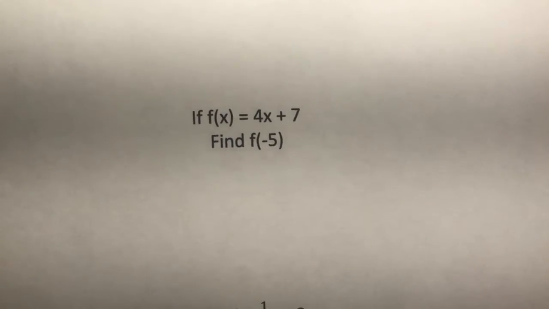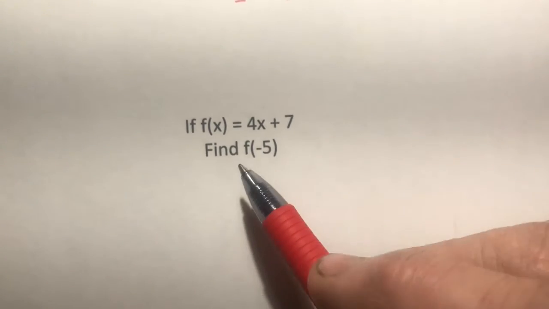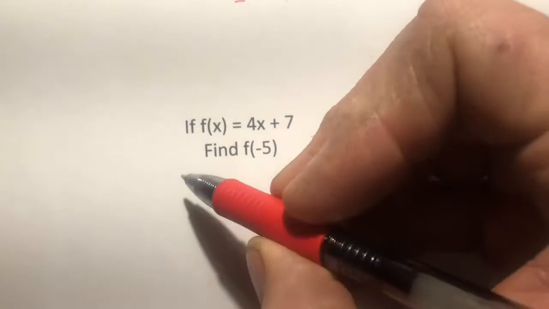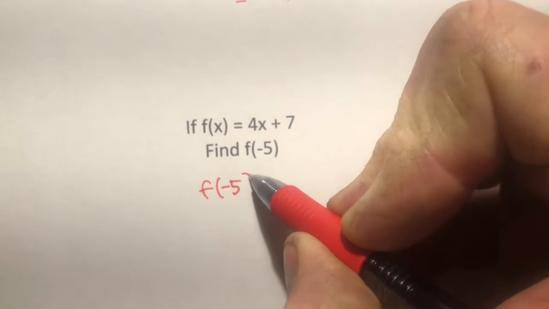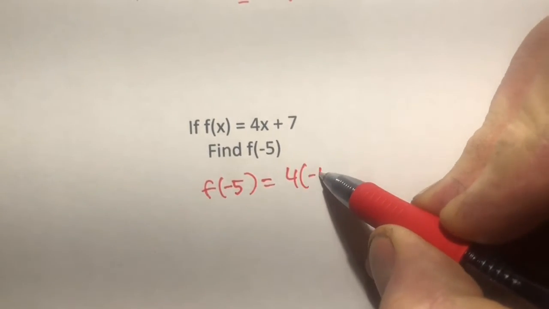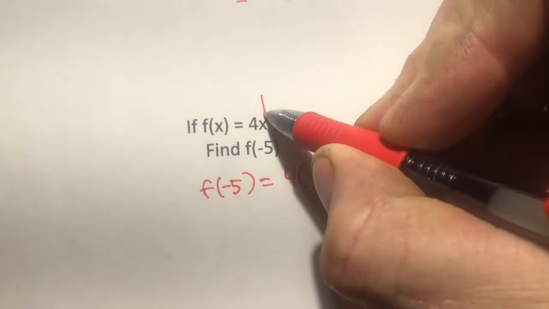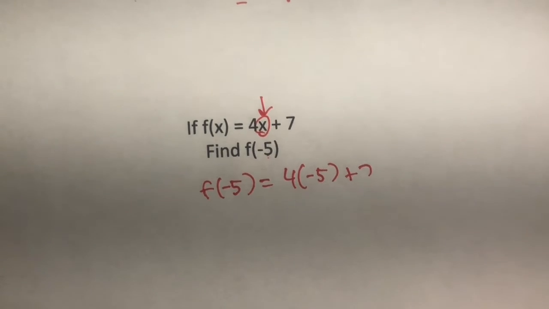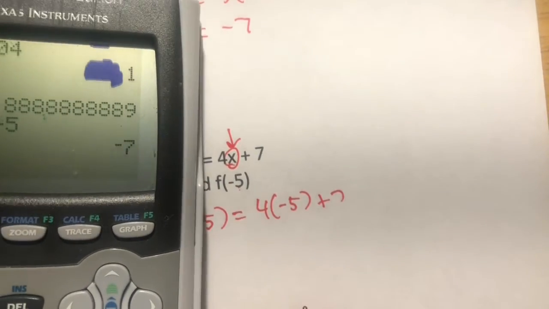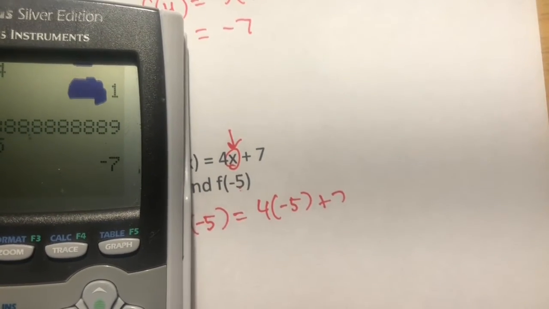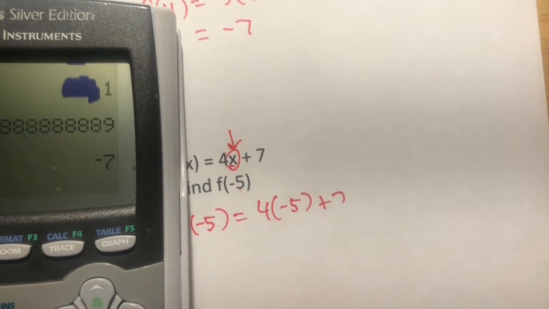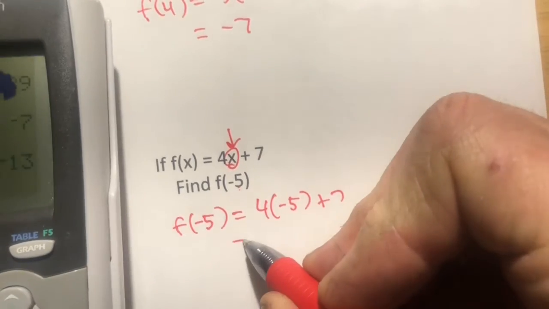Go to this one here. If f of x is 4x plus 7, what's the function value of negative 5? So I'm going to do f of negative 5. So I'm going to do 4, negative 5 plus 7. Wherever your x is right there, you're going to put parentheses with the negative 5 in there. And then you just punch this in so you can see where I just typed the last one. I'm going to type 4 times the negative 5 in parentheses plus 7, and I get negative 13.